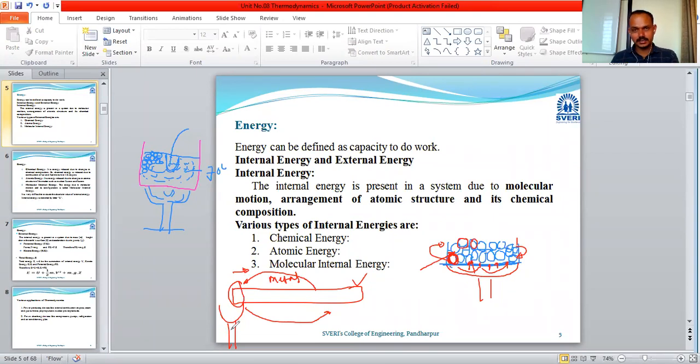In that case, when we add energy to the molecules present here, before adding energy, these molecules have a certain vibration. Vibration means it moves on its own location. This vibration is due to the energy, which we cannot observe with our naked eyes.